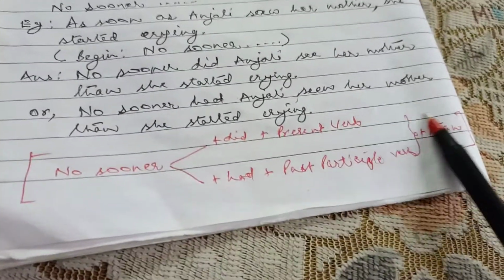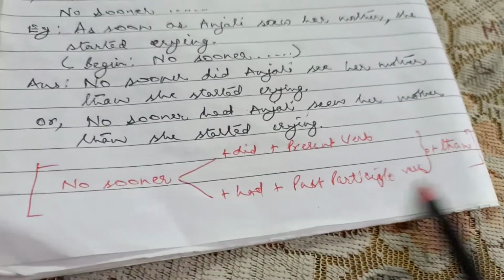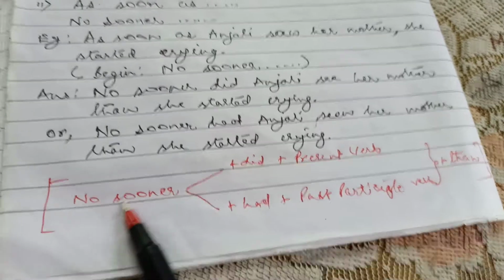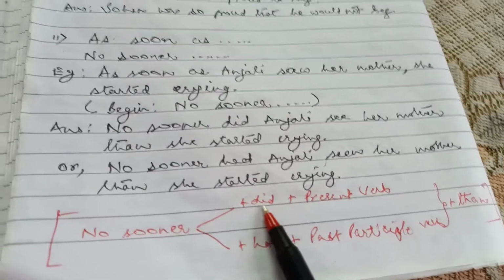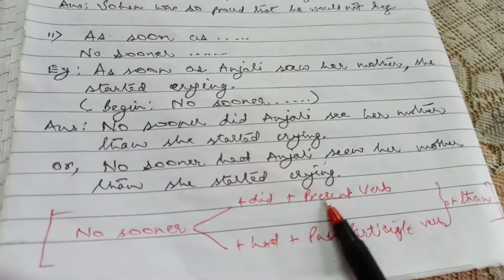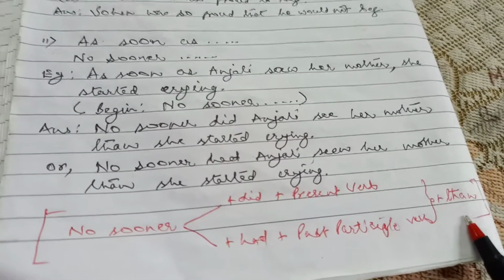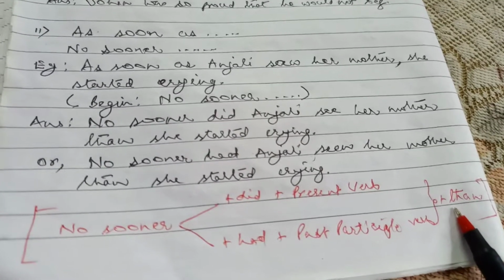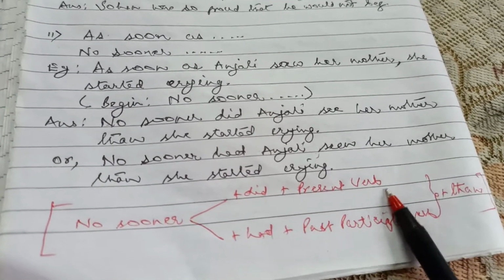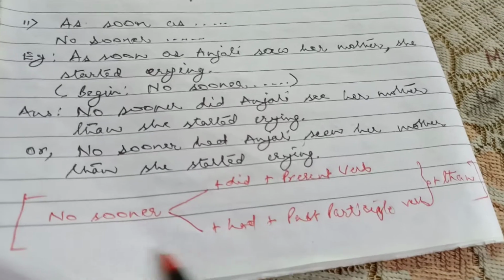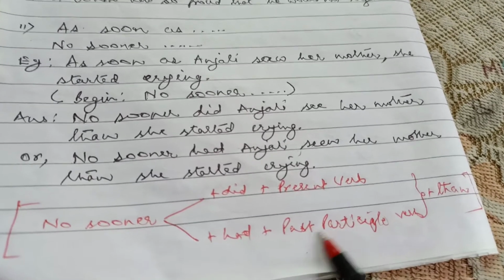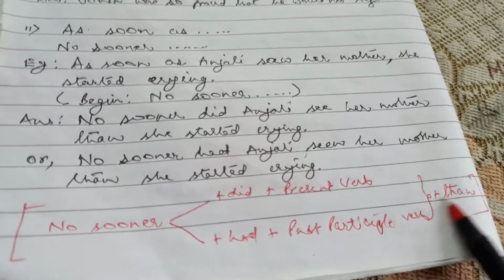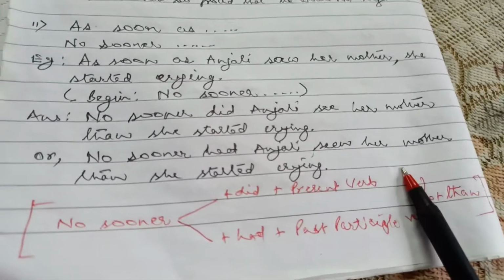Now how do you remember using "did" and "had"? This is the formula. When you are asked to use "no sooner", there are two answers you can make. One is using "did". When you use "did", the verb becomes the present verb, and we add the common word "than". If you find this difficult, then choose the other: "no sooner had". If you are using "had", the verb in the sentence becomes the past participle, the third form of the verb, then the common word "than". The rest all remains the same. So I hope you understood this.